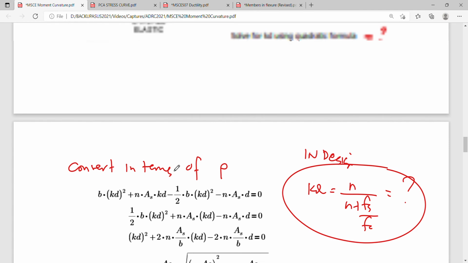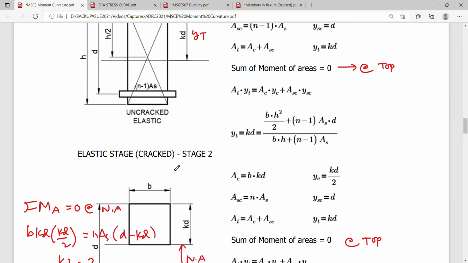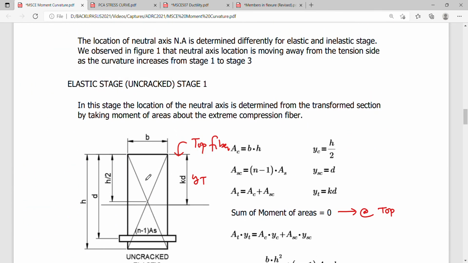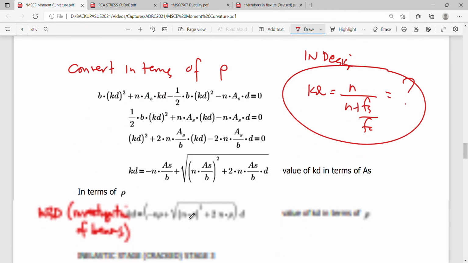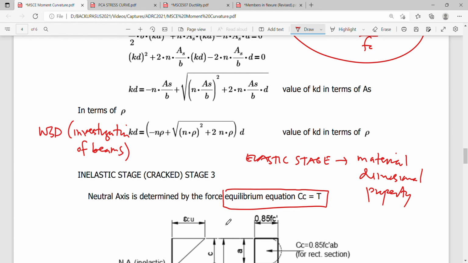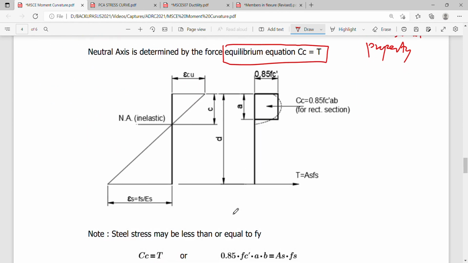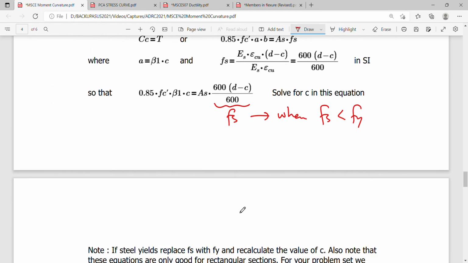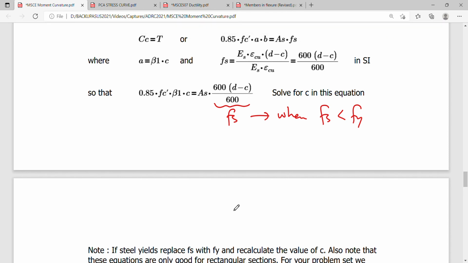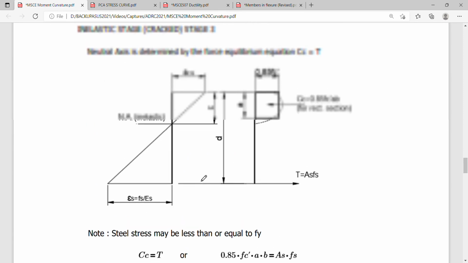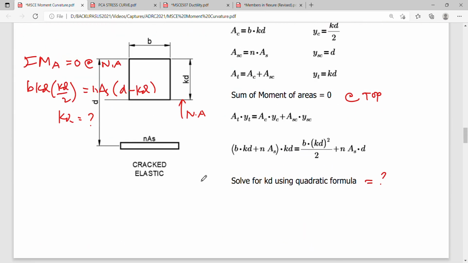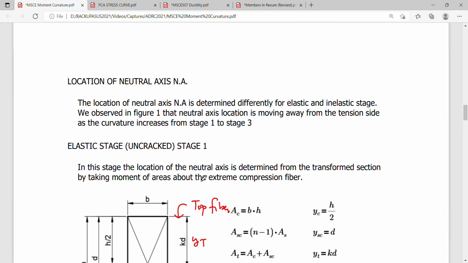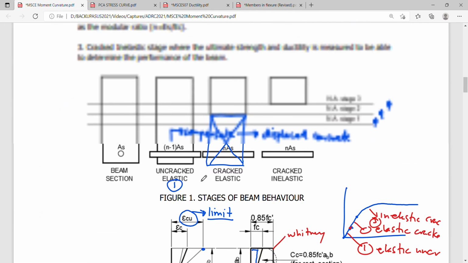Solve nyo yung uncracked elastic. Itong uncracked elastic, cracked elastic, kukunin nyo lang yan. Tapos, tsaka yung inelastic cracked. Tapos nun, pag nakuha nyo na, kukunin nyo lang yung moment versus yung curvature. Okay, ano yung curvature? Curvature, yung definition natin dun sa kanina is simply epsilon s, ano yun?